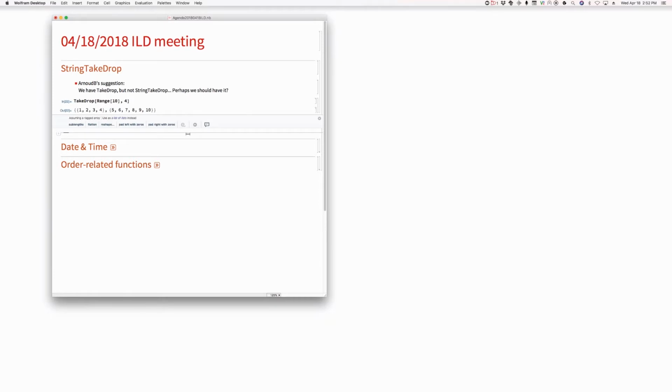So it would return a list of 2 strings. I think so. I mean, just exactly analogous to take drop.